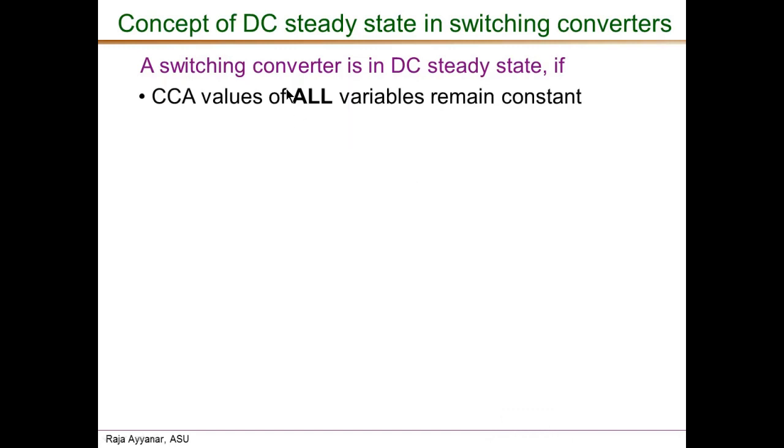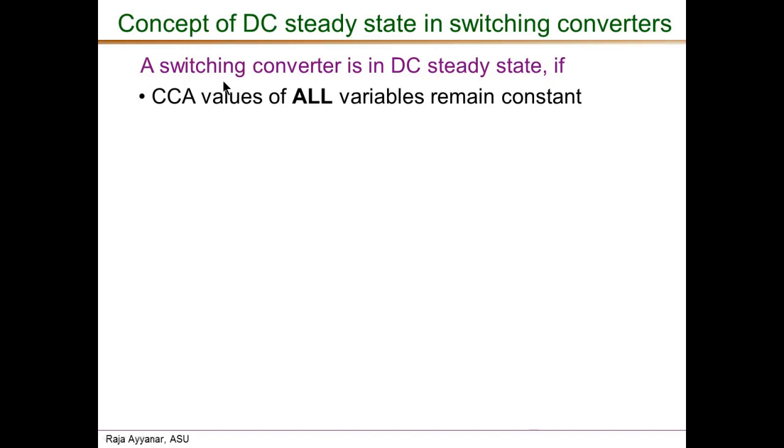So this is the second form of the definition of DC steady state in switching converters. Obviously, the concept is the same as what I showed in the previous slide, form 1, but this is easier to apply, and it is also similar to how we defined the DC steady state in non-switching converters.